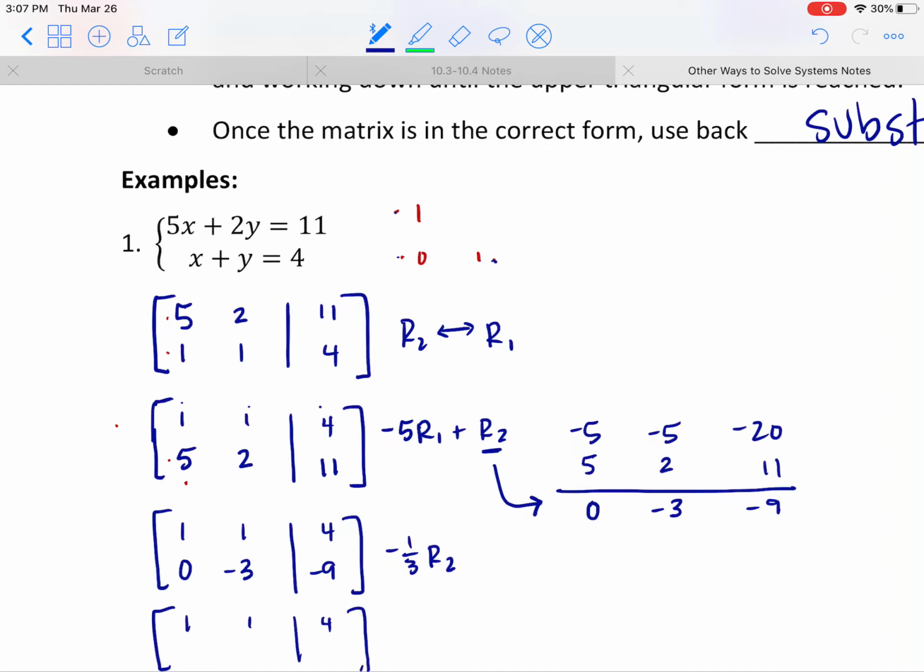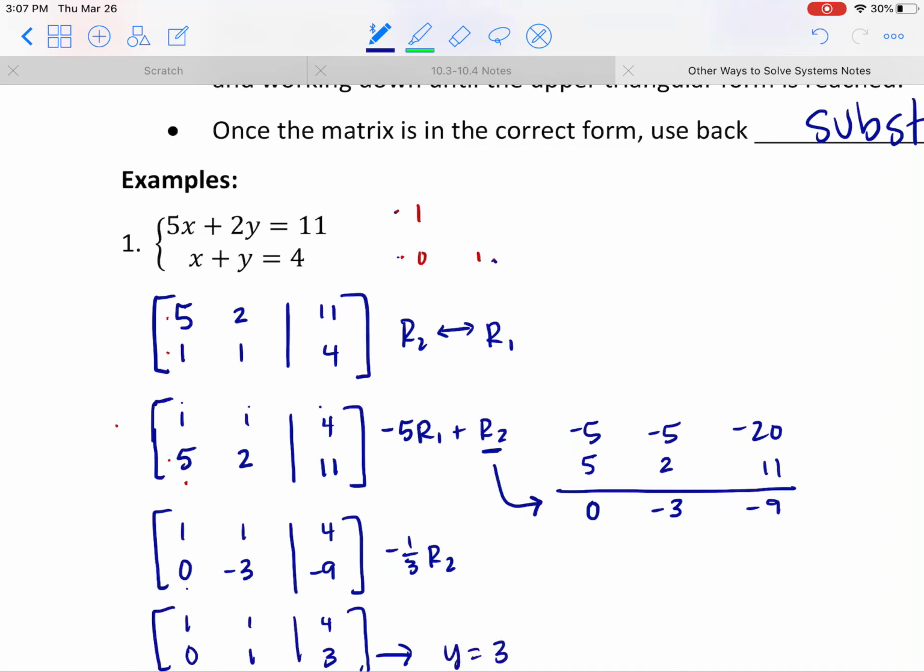So row 1's not changing. It's still 1, 1, and 4. But row 2 is now getting multiplied by a -1/3. Well, -1/3 times 0 is still 0. -1/3 times -3 is +1. And -1/3 times -9 is +3. And now we're good, right?